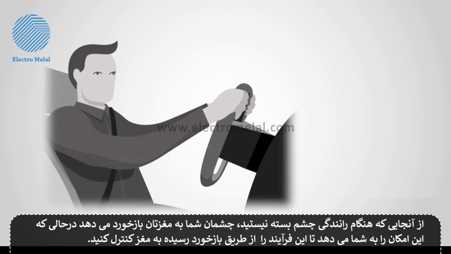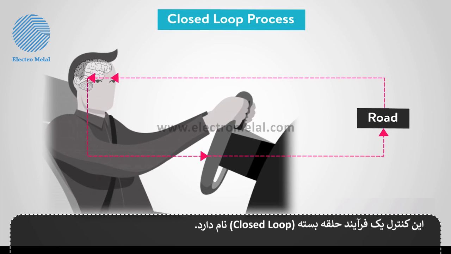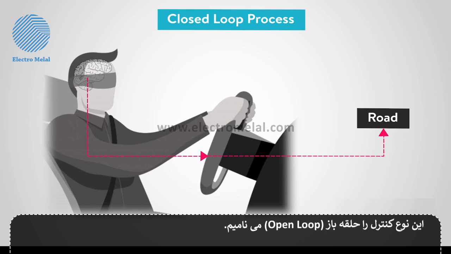Because you are not blindfolded when you drive, your eyes give feedback to your brain, allowing you to control this process through reference feedback. This control is considered a closed-loop process. But consider a blindfold. You'd have no way of knowing where you are on the road. This type of control would be called open-loop control.